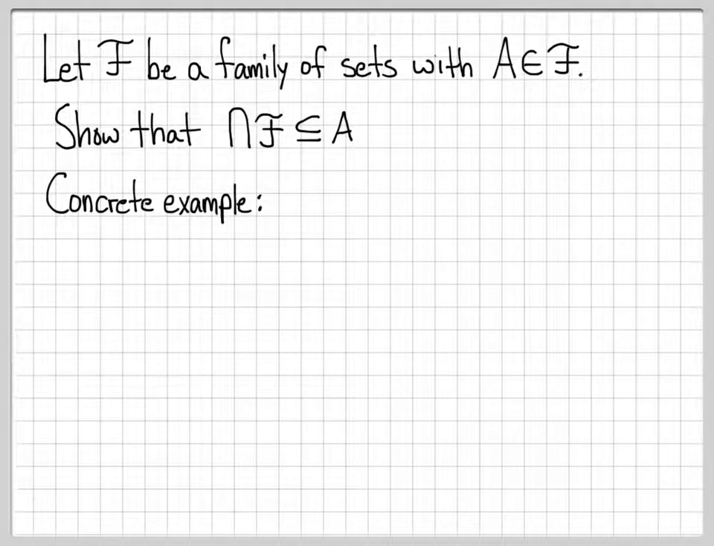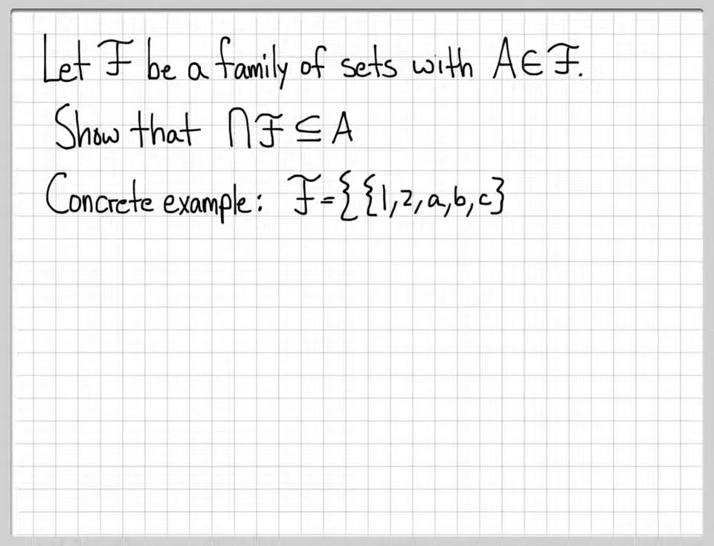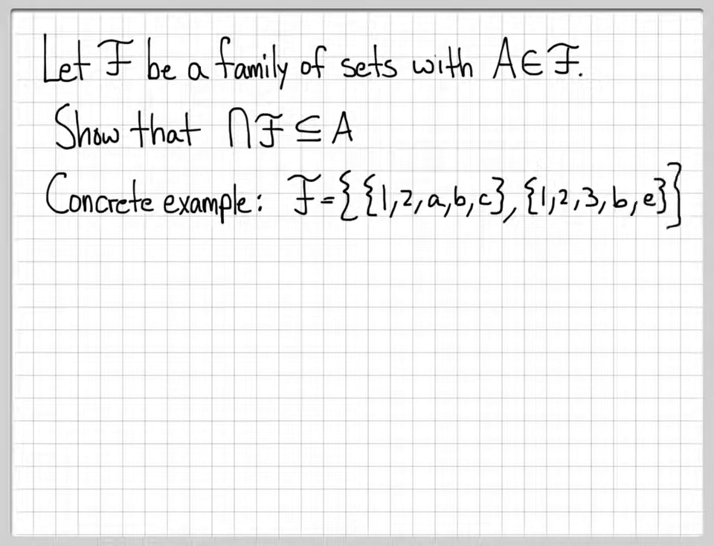Again, let's start with a little concrete example. Just for the heck of it, I'm going to let F be the family of sets with just two elements this time. One of the elements of F is the set whose elements are 1, 2, A, B, C. And the other element of F is a set whose elements are 1, 2, 3, B, E.